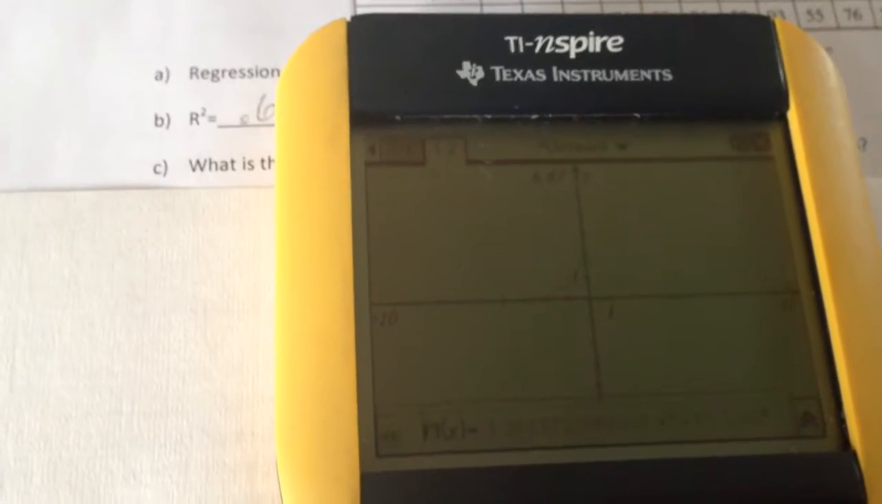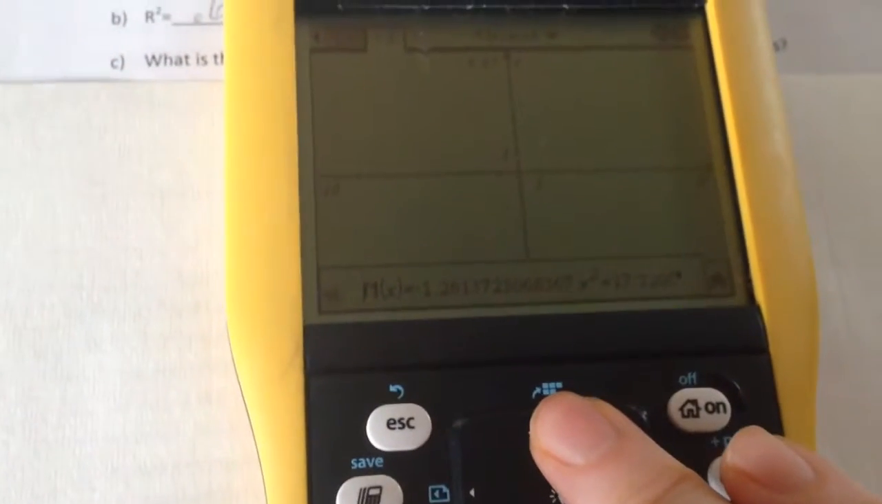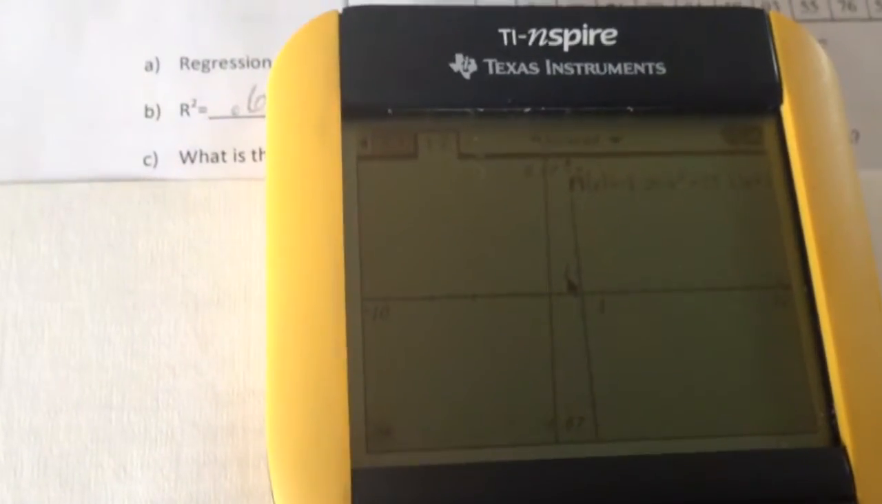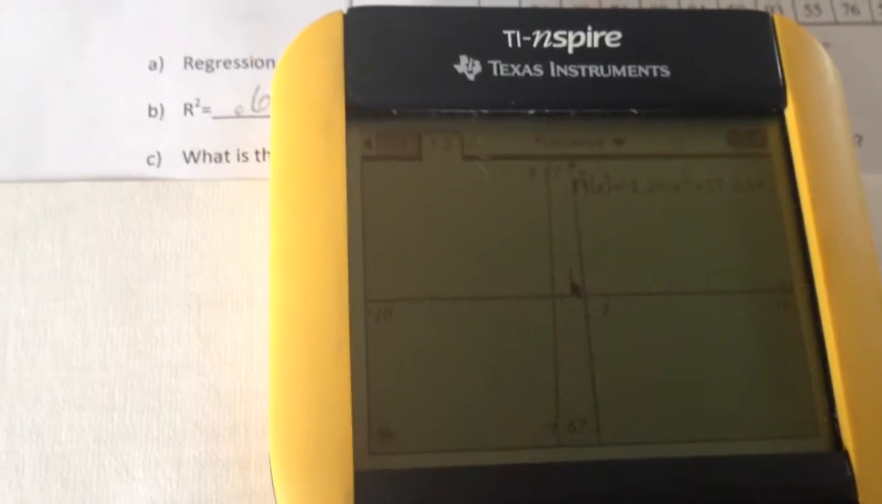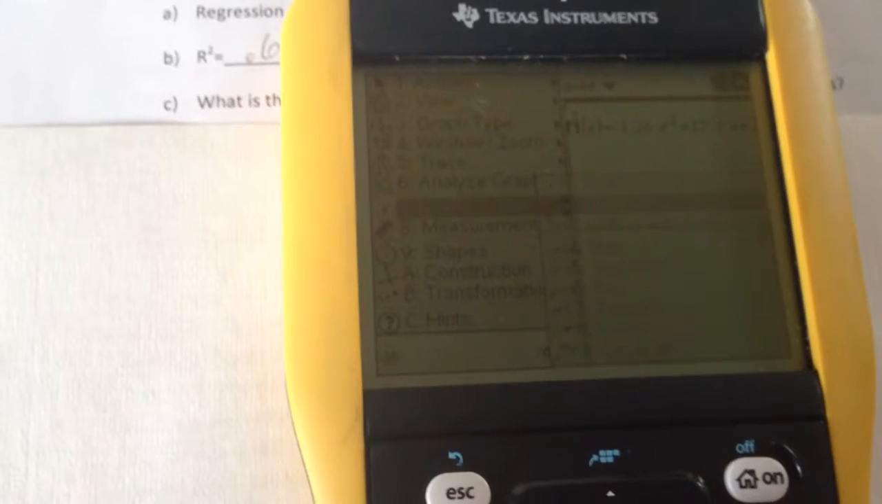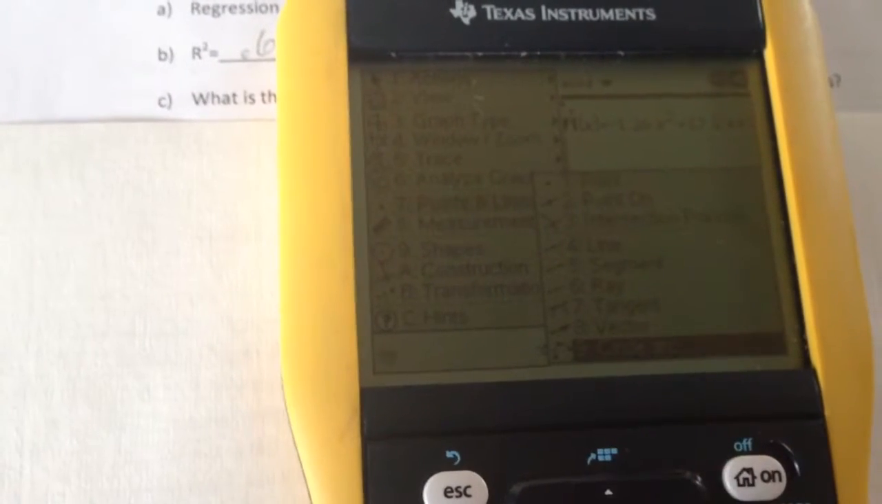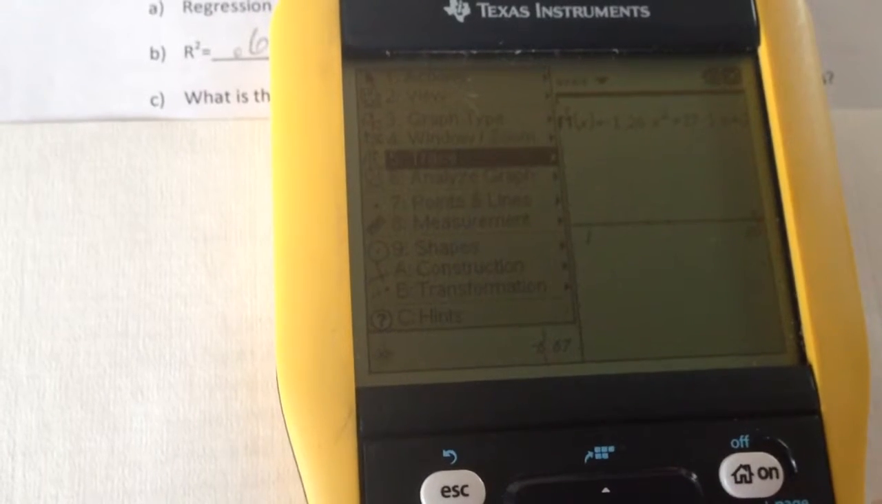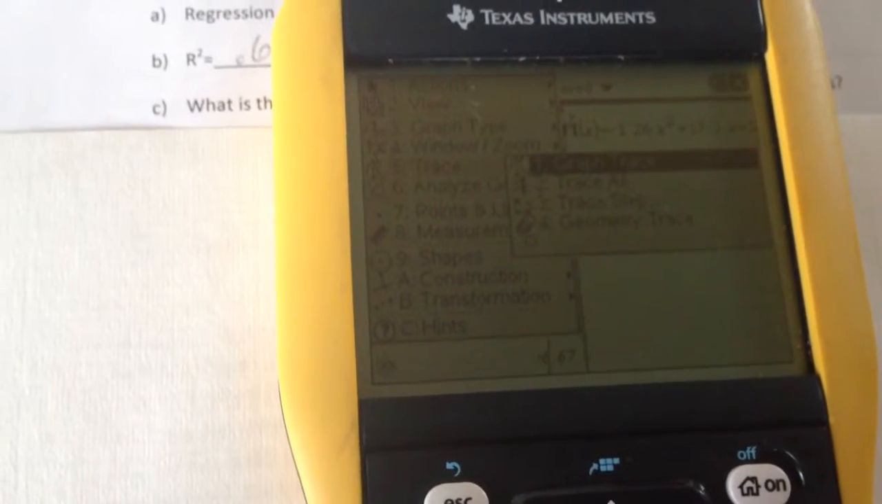and it's on F2. We want to push your up arrow to get to F1, and then you want to hit enter to graph the equation. Now we want to go to Menu, and we want to trace. Whoop, too far. Whoop. Back up to trace, graph trace.